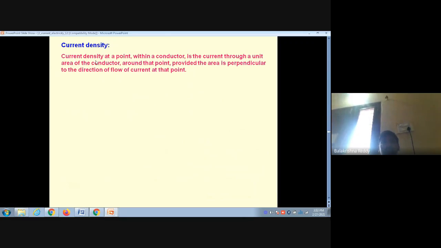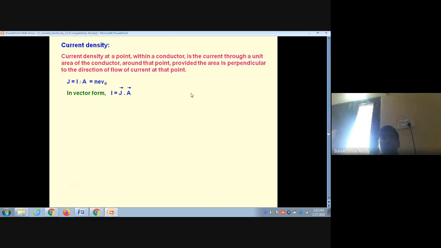Current density at a point within a conductor. In the sense that we are describing the current density within the conductor at any point, it is the current passing through unit area of the conductor around that point, provided the area is perpendicular to the direction of the flow of current. Simply, current density is defined as the current passing through the conductor per unit area.